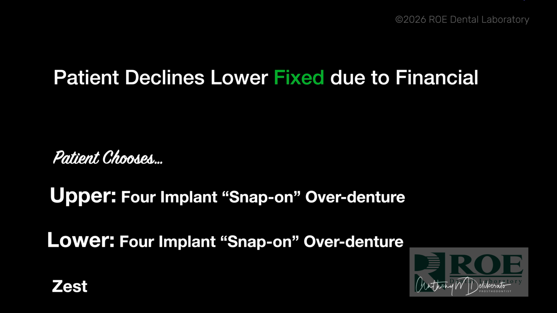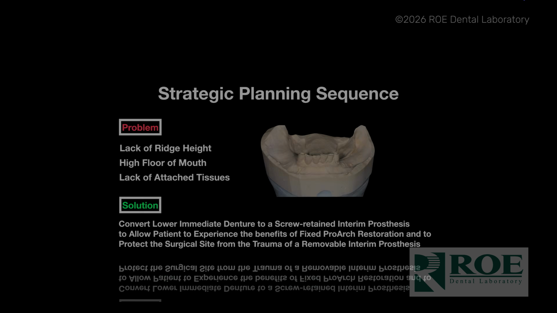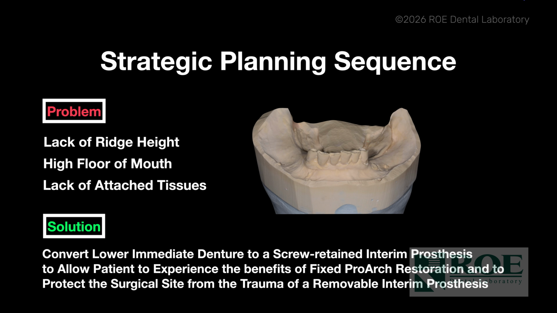Even though the patient understood that, from a financial standpoint, she still couldn't afford to do that. And so she still was insisting on moving forward with 4 implant snap-on overdentures in both arches. Here you can see again my concerns about the posterior ridge being so low and the floor of the mouth actually being higher than the ridges and the lack of attached tissue.